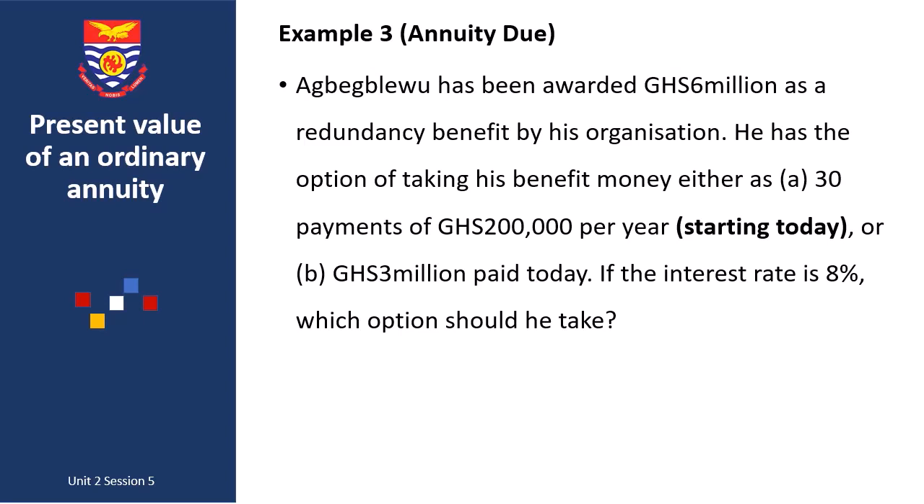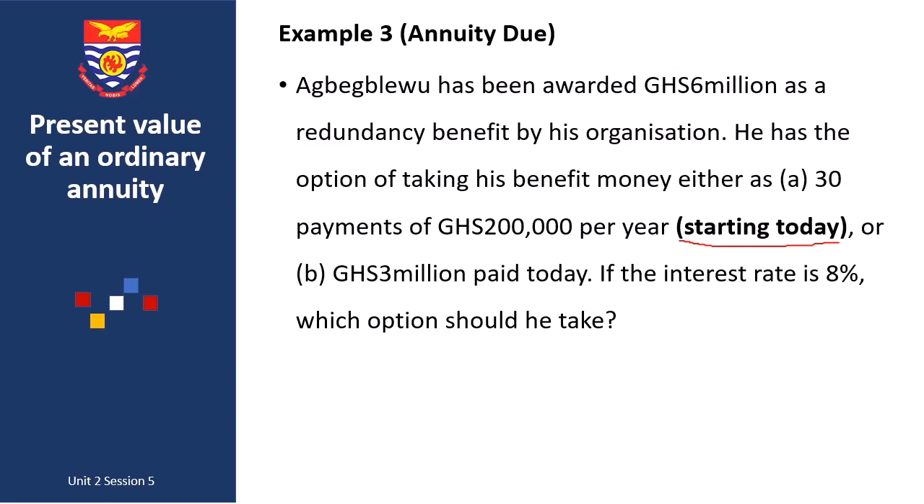So he has the option of taking his benefit money either as A, 30 payments of 200,000 per year starting today. So that's the keyword, starting today. The previous example, the payment was made at the end of the period, but this one is made at the beginning of the period. Or B, 3 million paid today. So if the interest rate is 8%, which option should he take?